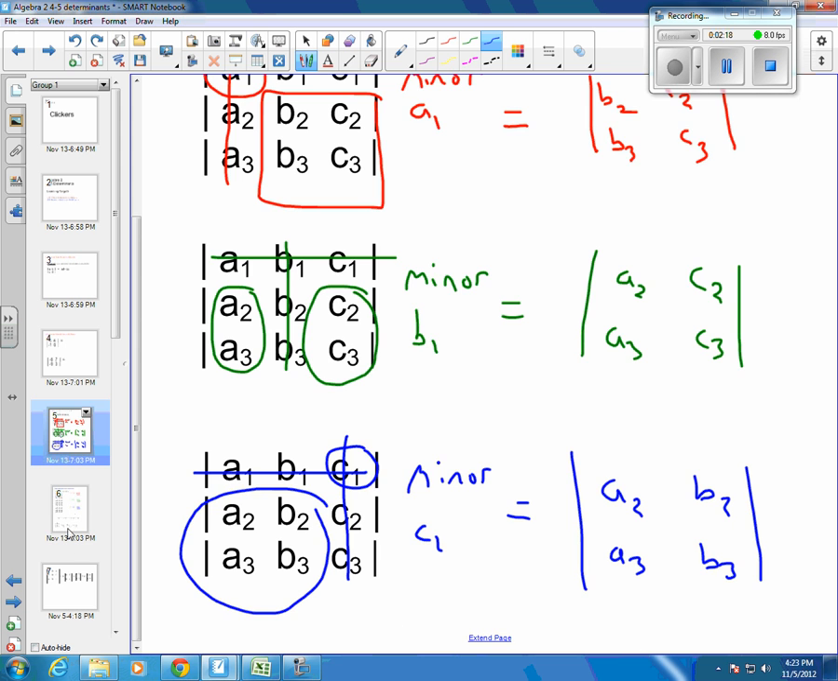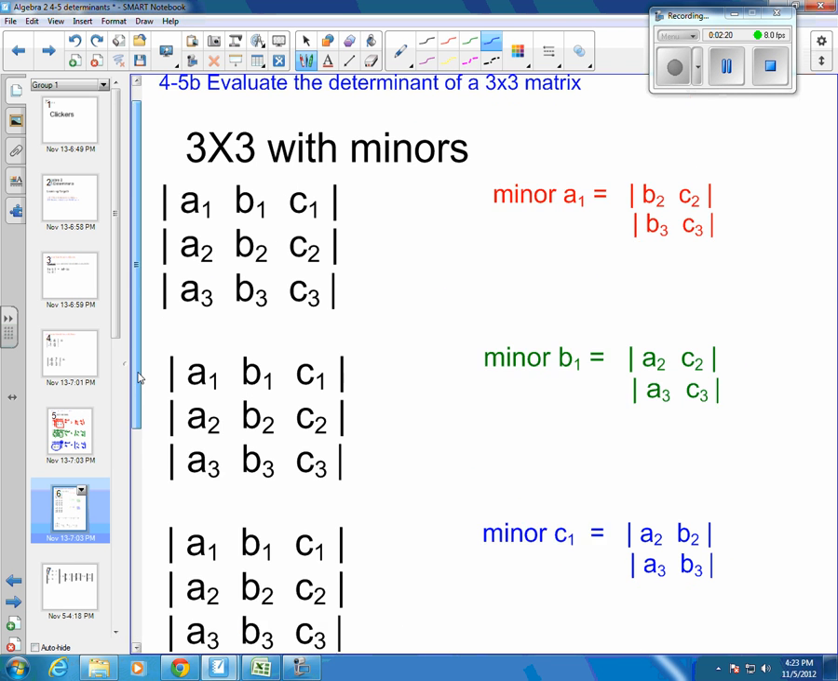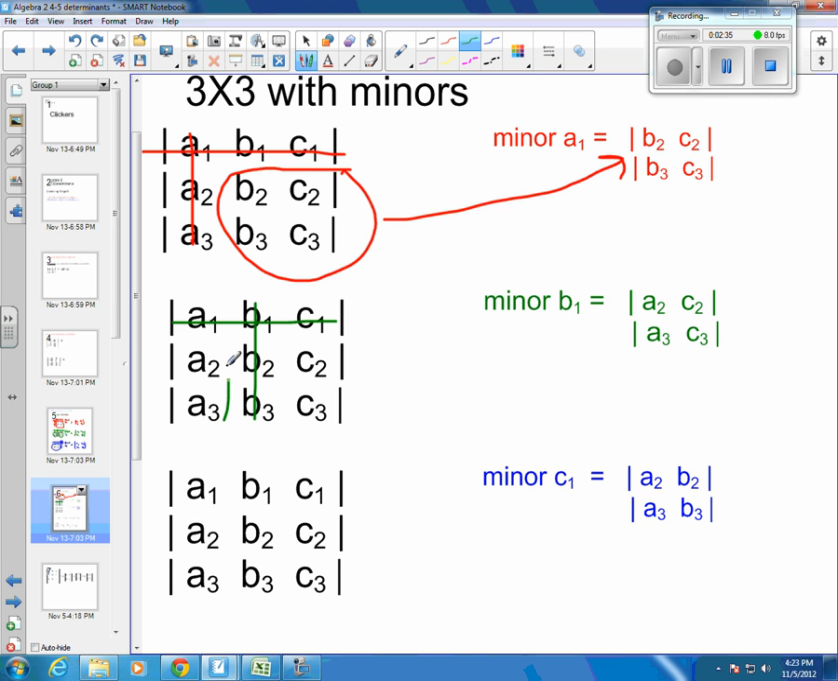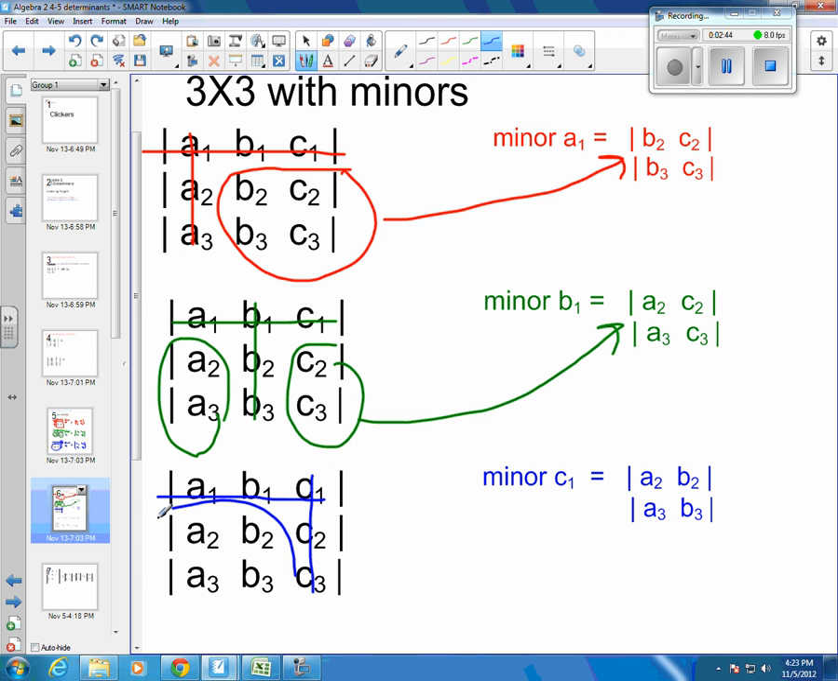Let me show you how that actually works. Let's go to the next slide and revisit with you. So if I cross out first row, first column, here's your minor. It's the part that's left right here. If I cross out first row, second column, I have my 2, 3, and my 2, 3, and that's what's left over here. If I cross out my first row and third column, I have my A's and my B's, and that's my minor. So hopefully you understand what a minor is.